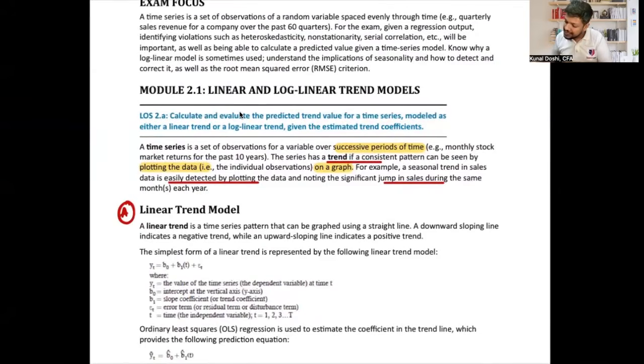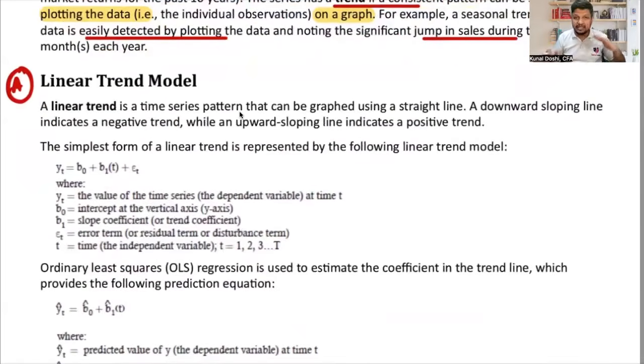First, we are going to understand a linear trend. Linear trend means the trend is going in a direction. It might be going downwards or upwards. So a linear trend time series is a pattern that can be graphed using a straight line. Downward sloping means a negative trend, and upward sloping means a positive trend. Now, this trend depends on the slope. Okay, so I will show you how.